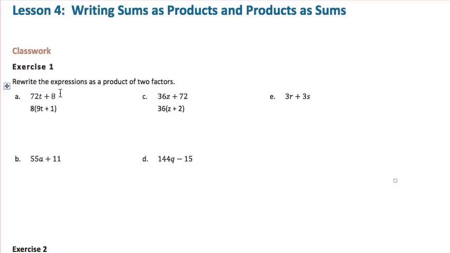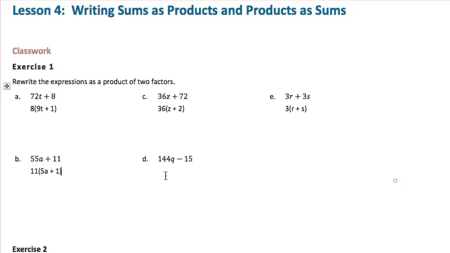The next one, this is letter E, 3r plus 3s. The common factor is clearly 3, and 3 times r plus s is our contracted expression. 55a plus 11. We know 11 is the common factor. We're not trying to trick you on these things. 11 times 5a will give you 55a, plus 11 times 1, and we can't forget about that 1. It's very important to our expression.